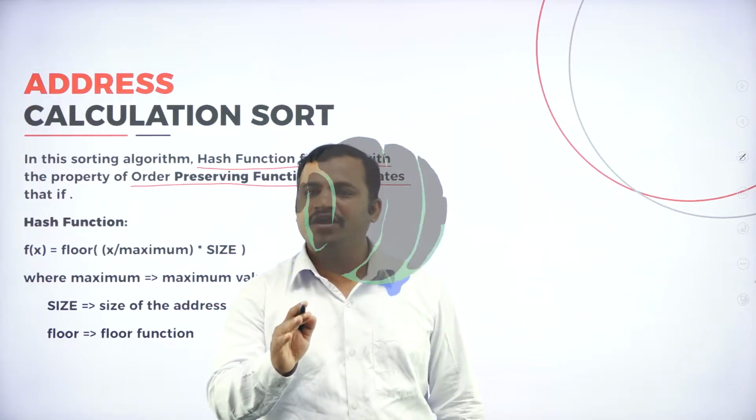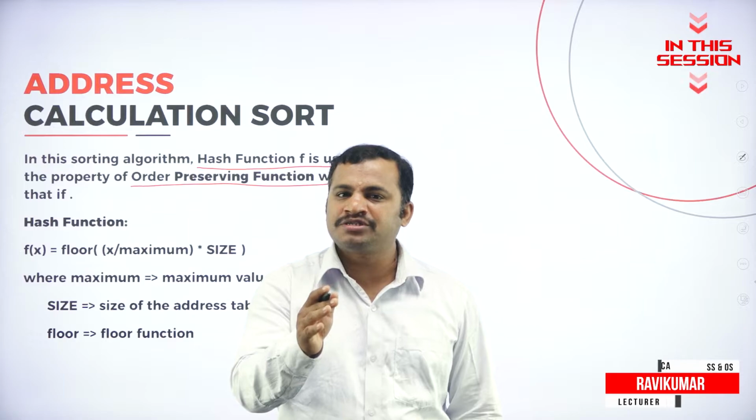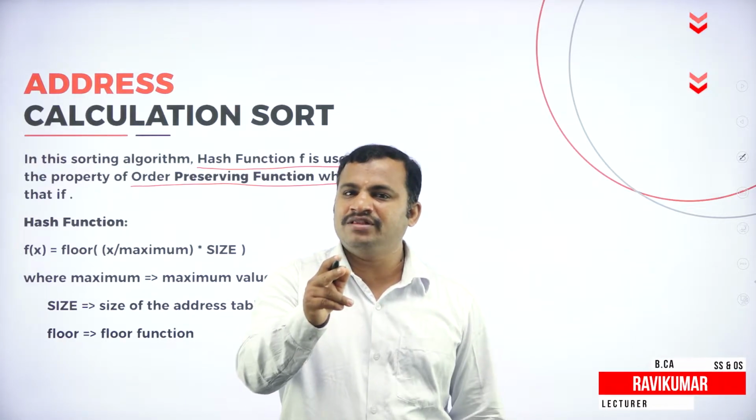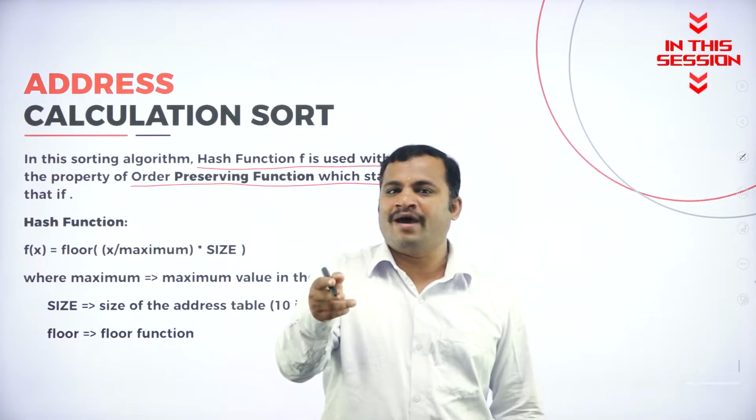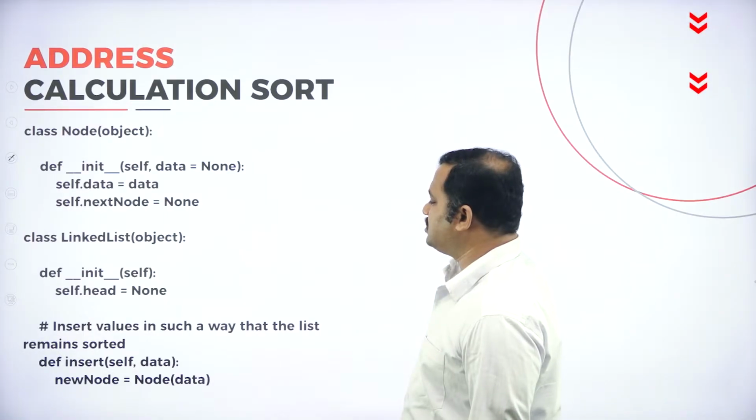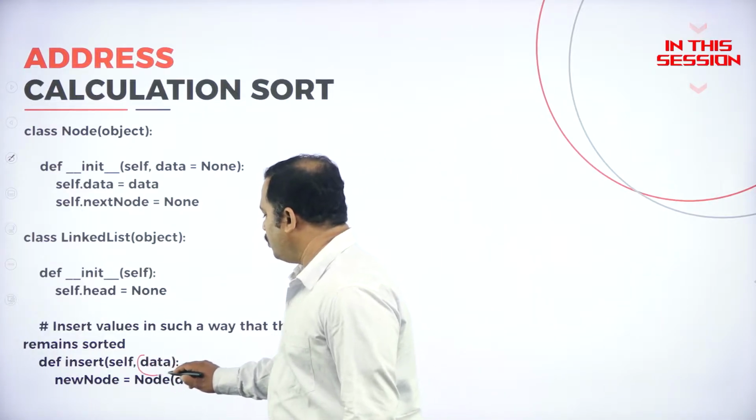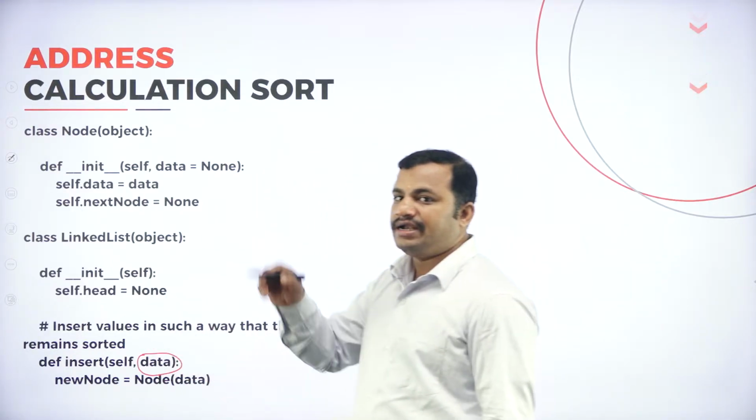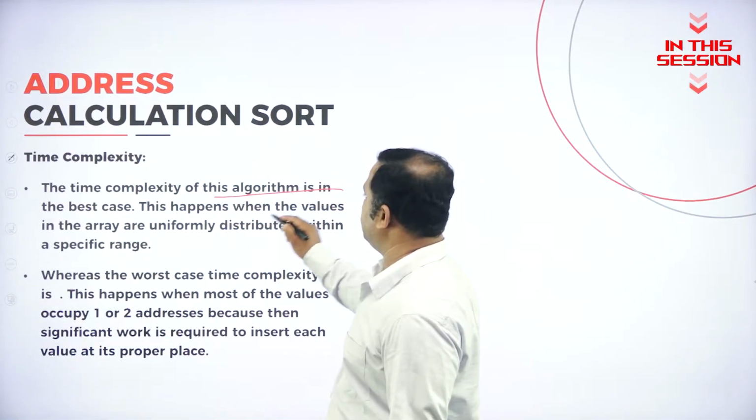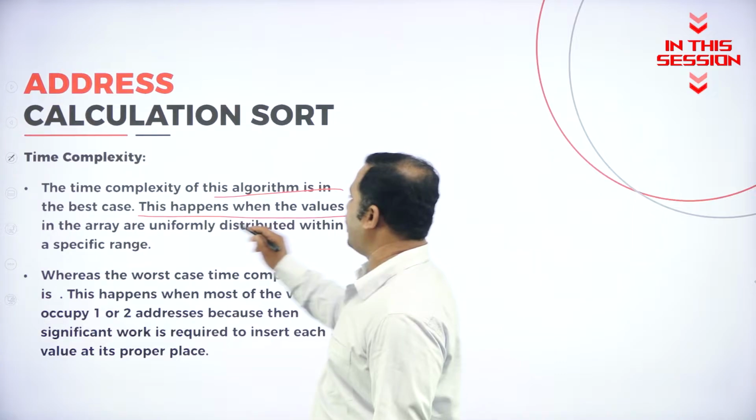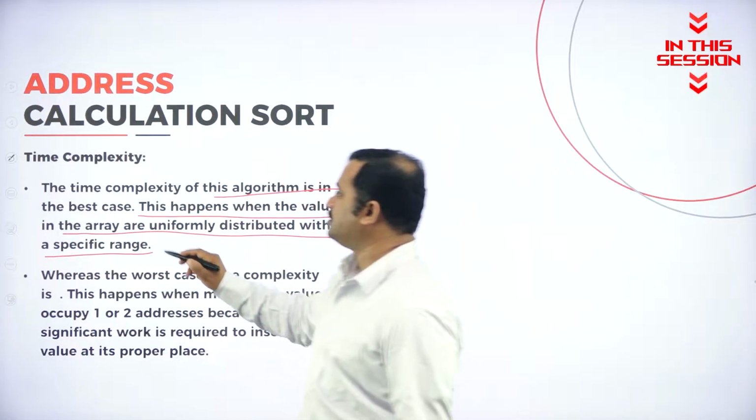A hash function is one that maps the keys with values. That means address with values. If I want to insert the new data item, I have to create the node and then insert the data into that node. The time complexity of this algorithm, in the best case, happens when the values in the array are uniformly distributed within the specific range.